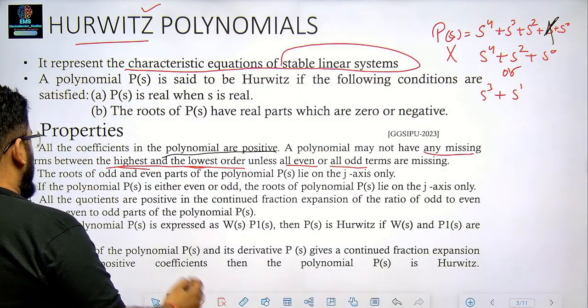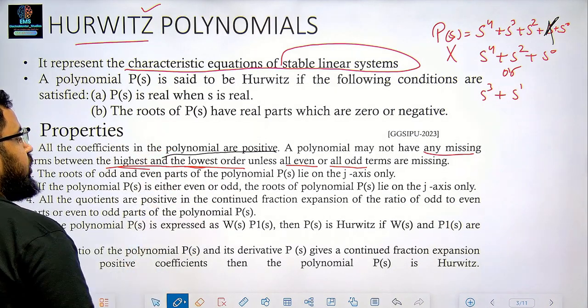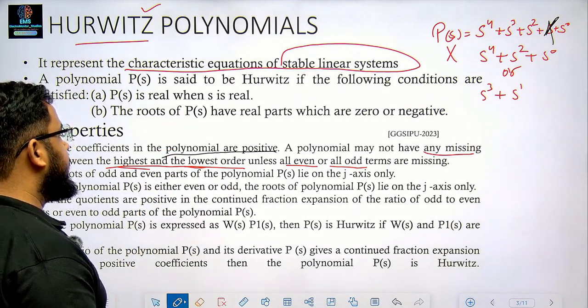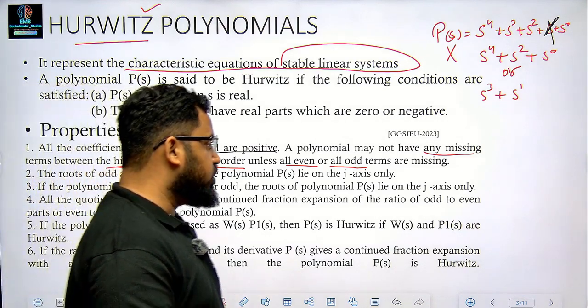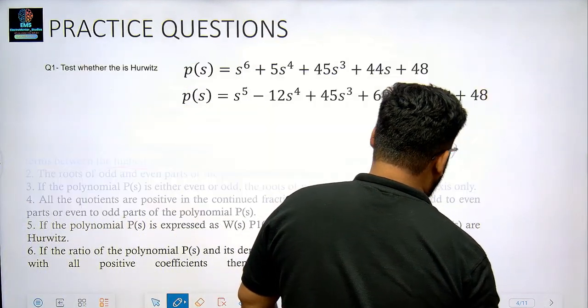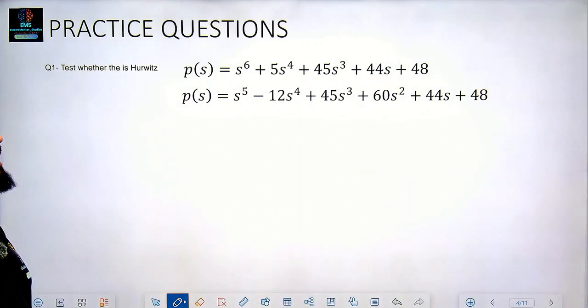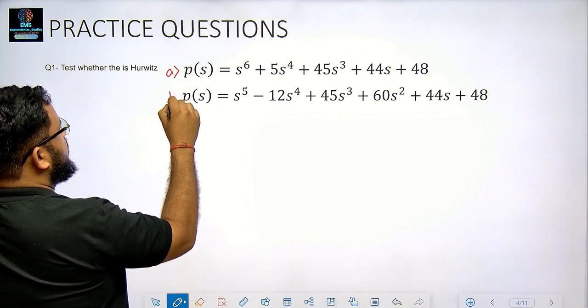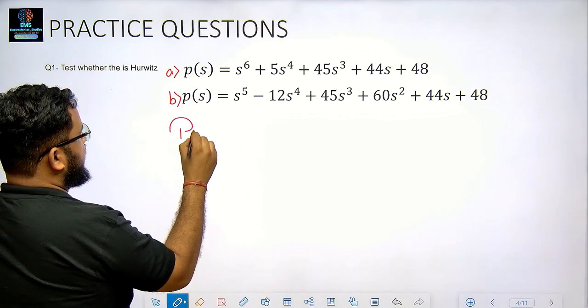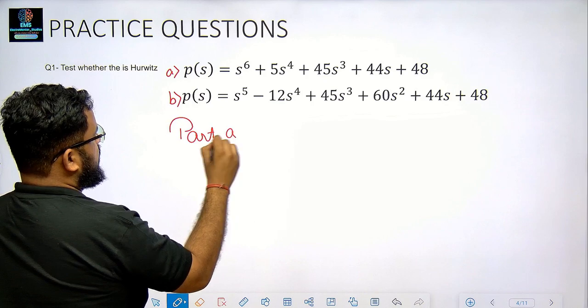So this is one. These properties are going to help us determine whether the polynomial given to us is Hurwitz or not. So let us begin. Let us see the two questions. First part, P(S), parts A and B. So part A.